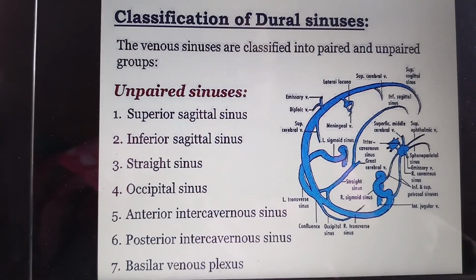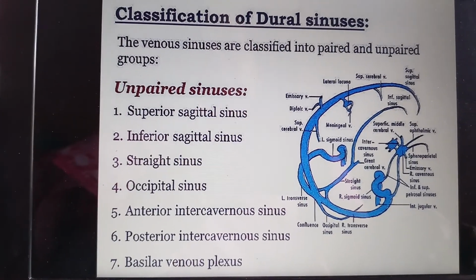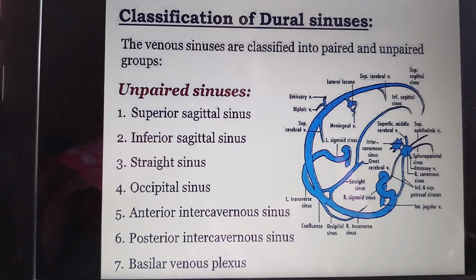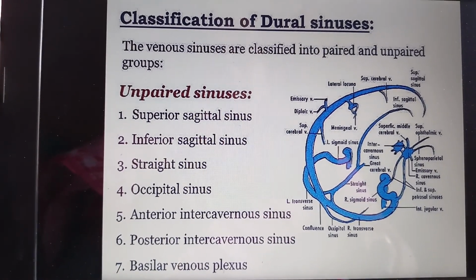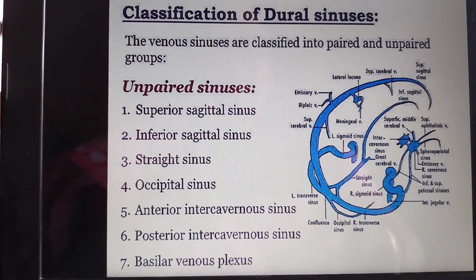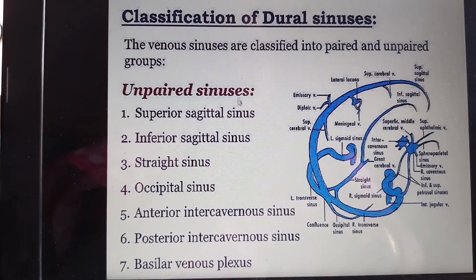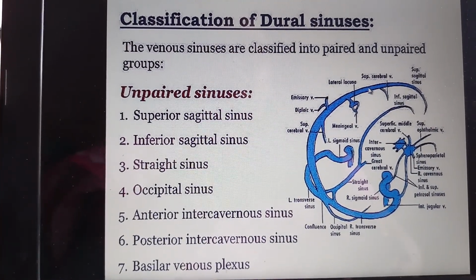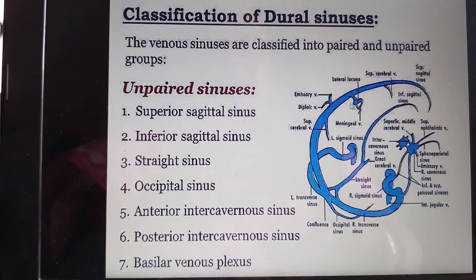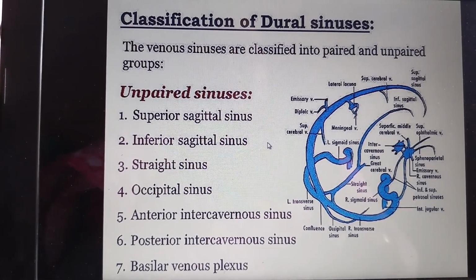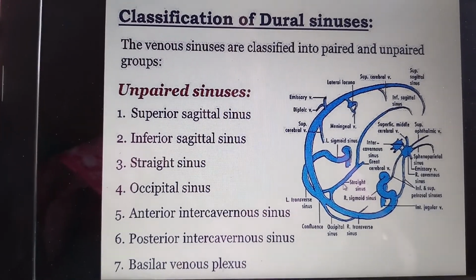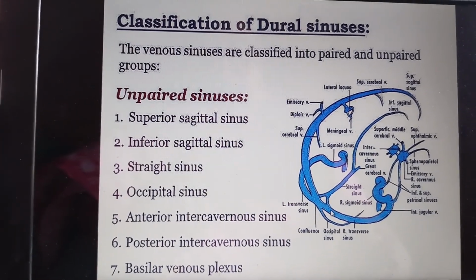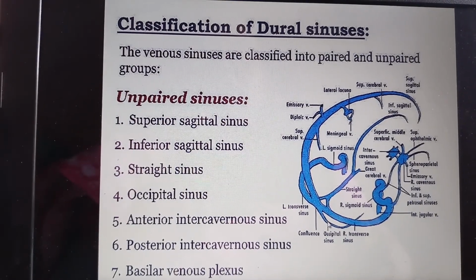Now let us classify the dural venous sinuses. We can classify them into paired sinuses and unpaired sinuses. Of the unpaired sinuses, we have the superior sagittal sinus, which we already know, this is the superior sagittal sinus. Then we have the inferior sagittal sinus, and another that is known as the straight sinus. Then we have the occipital sinus, this is the occipital sinus.